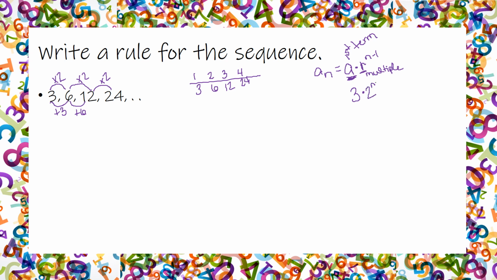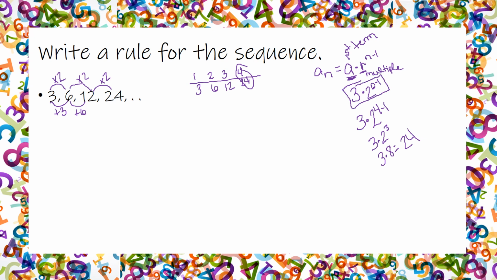And that means, what are we multiplying by? We're multiplying by 2 raised to the n minus 1. The n means what number position it is in. So we can test this by saying, okay, 3 times, and I want to test it for the fourth position here. 2 to the 4 minus 1. Well, 4 minus 1 is 3. So 2 to the third, 2 times 2 is 4, times 2 is 8. So 3 times 8, that is 24.